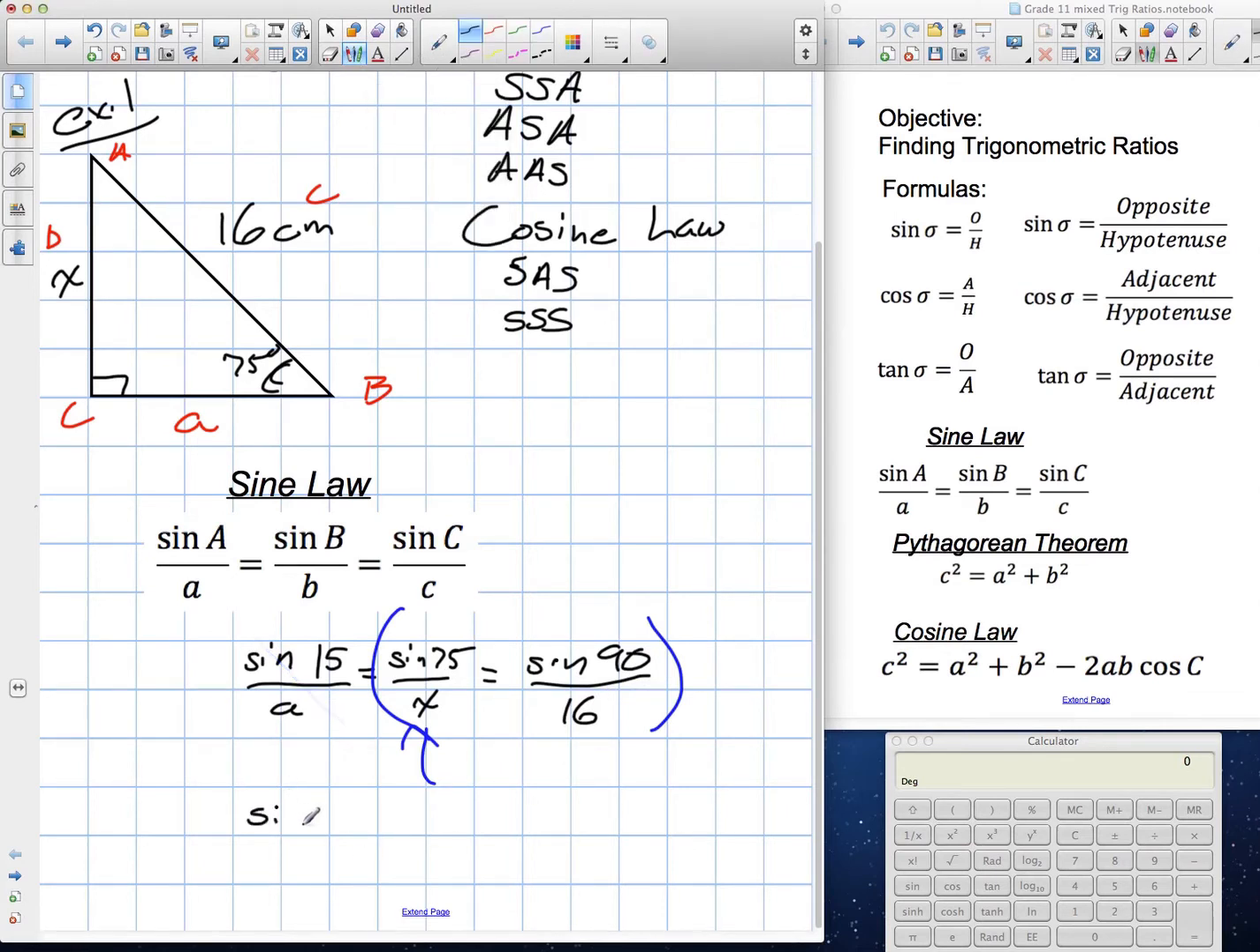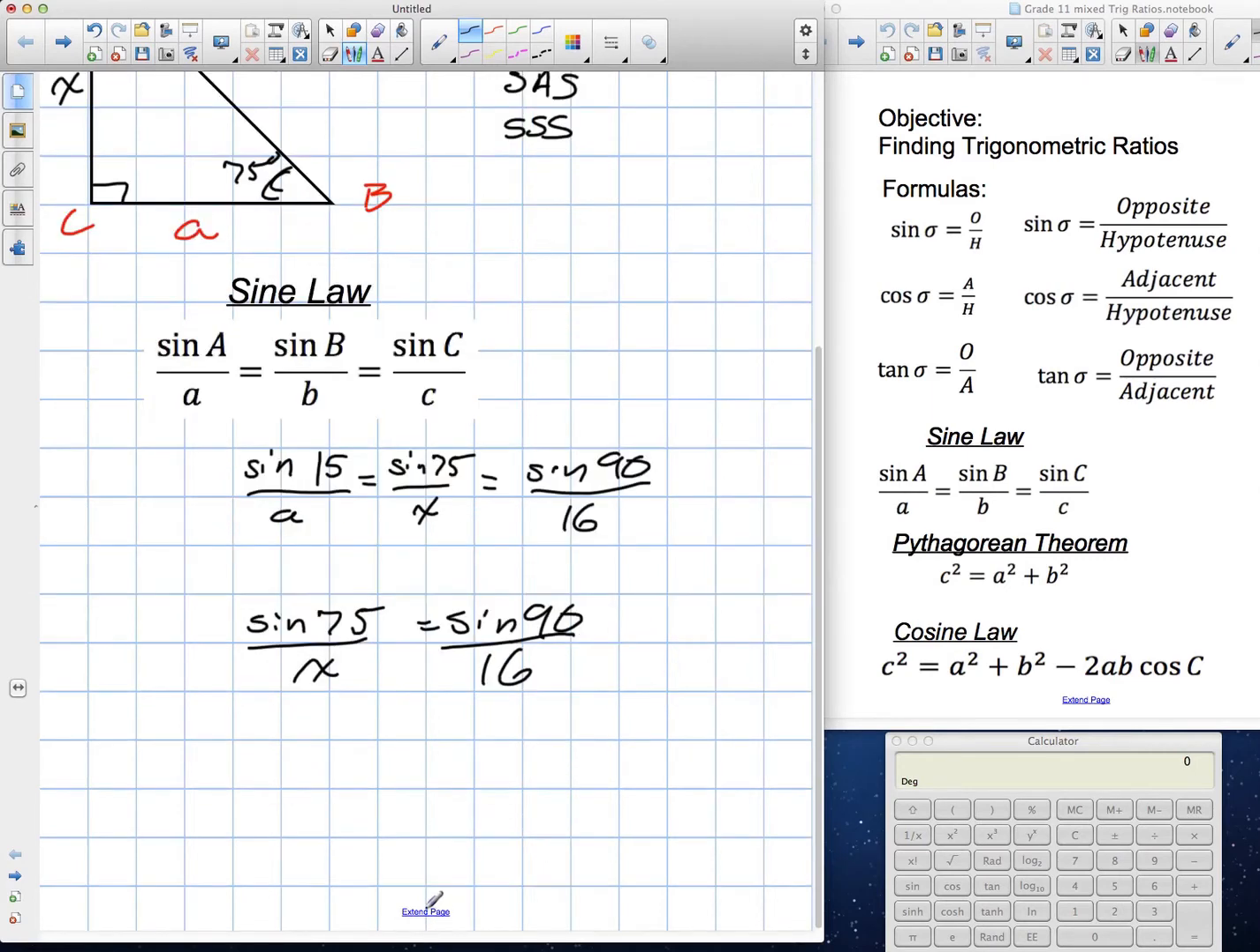So we go and rewrite this. Sine 75 divided by x is equal to sine 90 over 16. Okay? It's a little slow today. So we don't want to be working with our fractions, so what's the easiest way to move both things to the other side? We're going to cross multiply. When we cross multiply, we're going to have 16 multiplied by sine 75, which is equal to x multiplied by sine 90. Okay?